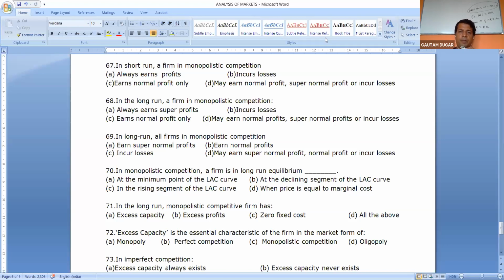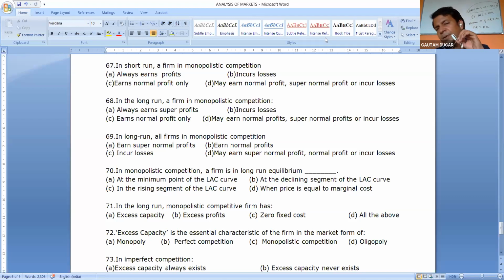In monopolistic competition, the firm is in equilibrium. Read the options carefully. The minimum point of the LAC curve is not the correct answer. Many of you are giving the answer A. And you know why? Because if any firm is operating at the minimum point of the LAC curve, that means there will be no excess capacity. That means the firm is producing the optimum level of output, remember.